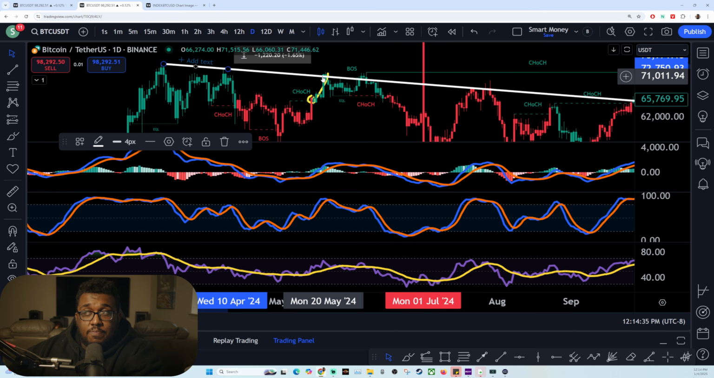And I'll say this as well. This is Bitcoin. If Bitcoin's going up like 2-3%, altcoins are going up 5-10%. So you guys can always go over to altcoins.